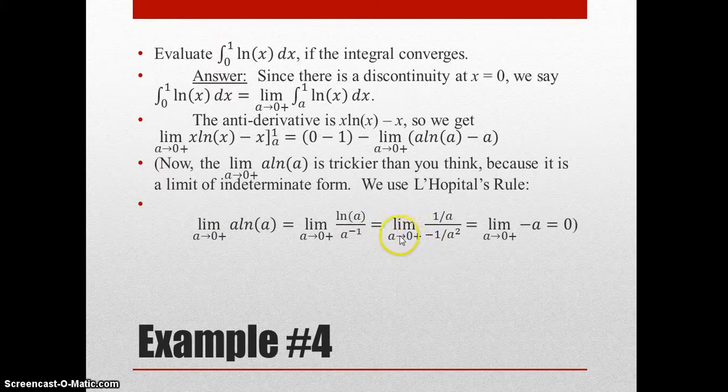When we take the derivative of the top and the bottom, we get the limit as a goes to 0 from the right of 1 over a over negative 1 over a squared. Simplifying, that's the limit as a goes to 0 from the right of negative a, which is 0. So finally, this means that the overall limit, therefore, is negative 1. And we plug in our limit here, and then, of course, this limit is 0 right here.